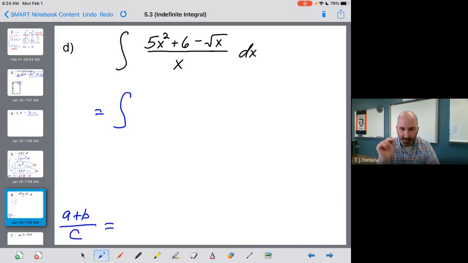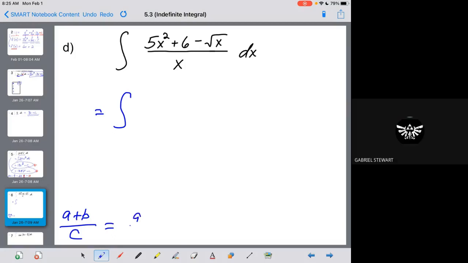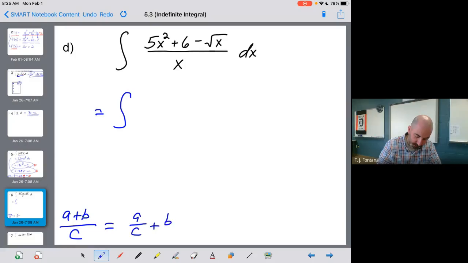Okay, Sarah, I think you were suggesting the right thing. We're going to split this up now into two separate fractions. What's the first one going to be? 5x squared over x. Oh, I'm sorry, I'm still on the bottom right here, Sarah, but yeah. A over C plus B over C. There we go. And Sarah, you've got it. That's exactly what we're going to do on the top.